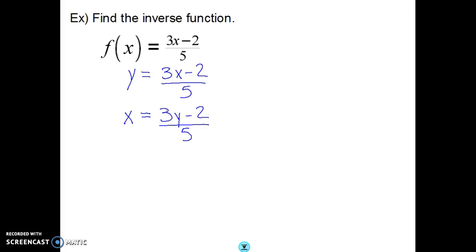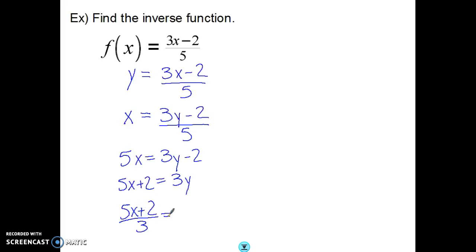And to solve for y, the first thing I have to do is multiply both sides by 5. We'll get 5x equals 3y minus 2. And we'll add 2 to both sides, giving us 5x plus 2 equals 3y. And the last thing to do is divide both sides by 3. So we will get (5x plus 2) divided by 3 equals y. So again, now we just rewrite in our new notation, f inverse of x equals (5x plus 2) divided by 3. And there is the function that undoes our original function.